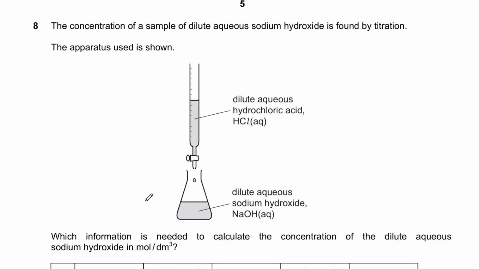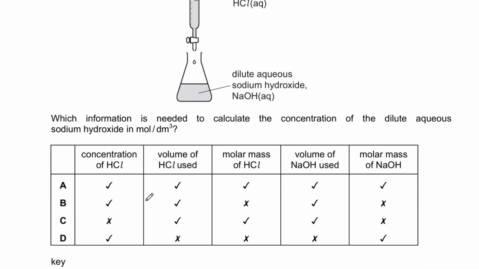Question 8. The concentration of a sample of dilute aqueous sodium hydroxide is found by titration. The apparatus used is shown. Which information is needed to calculate the concentration of dilute aqueous sodium hydroxide in mole per dm cubed? Now, this question asks about information that is needed to calculate the concentration of sodium hydroxide from titration. To calculate concentration, you will need concentration of acid. So here, option C is already out because we don't have concentration of acid. We need volume of acid used. Volume of acid used. So D rather is out.